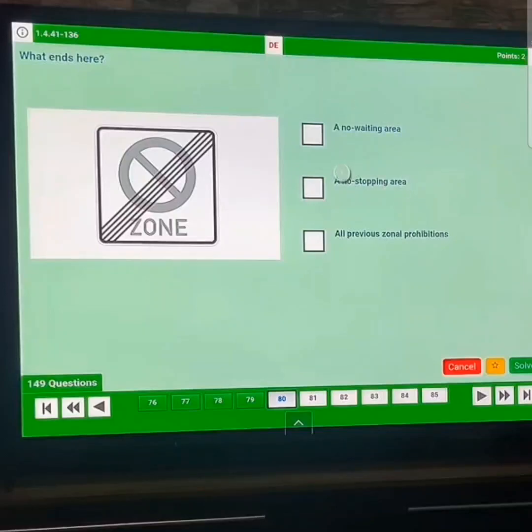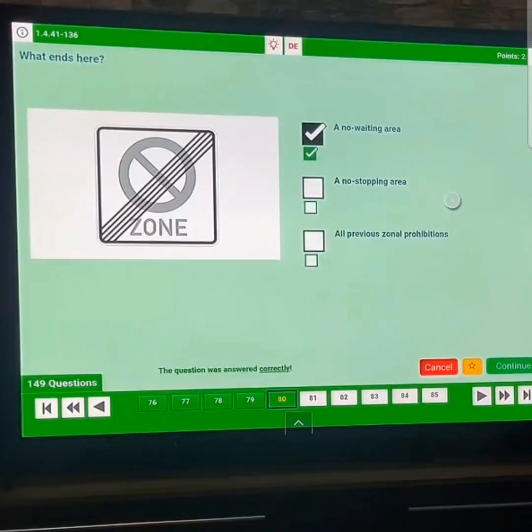What ends here? A no waiting area. It has ended. Before you could not wait more than 3 minutes, but now you can wait. A no stopping area: you can stop, but not more than 3 minutes. All previous zonal prohibitions are lifted. A no waiting area has what? Has ended.